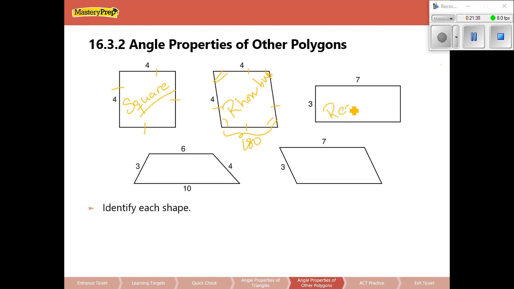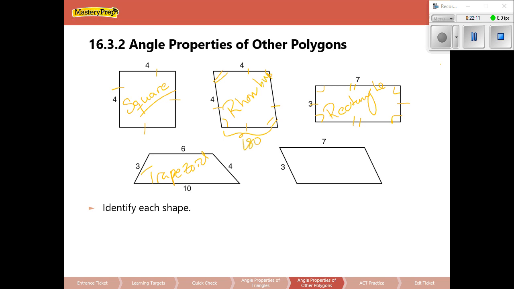What would we say about the next one? Rectangle. And inside of a rectangle, we do have 4 right angles. The opposite sides are congruent. The diagonals are actually congruent to each other. What about the next one? Trapezoid. And it wouldn't be isosceles because the non-parallel sides are not congruent.